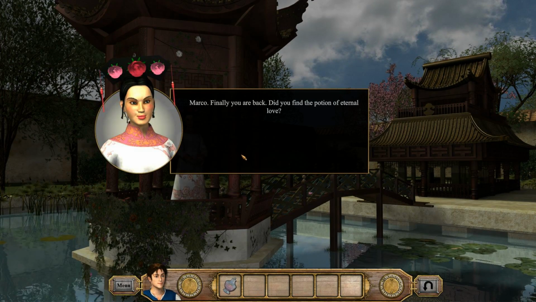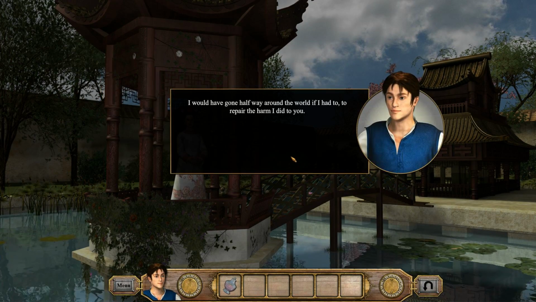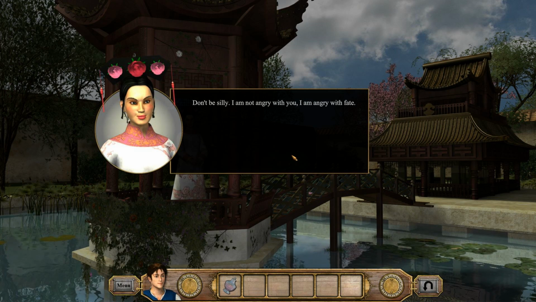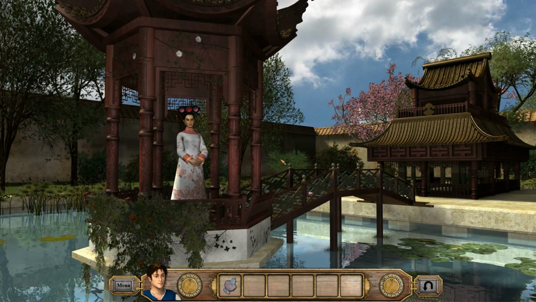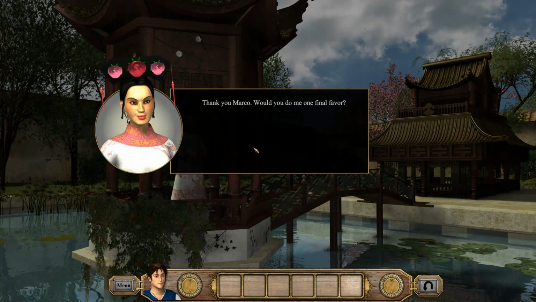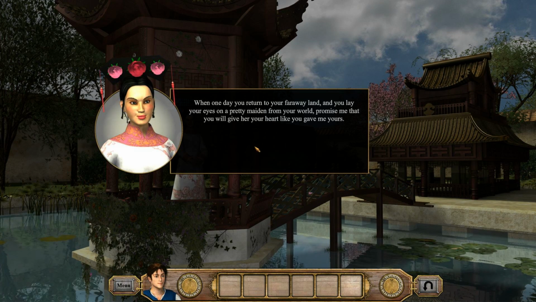My princess, Marco, finally you're back. Did you find the potion of eternal love? I would have gone halfway around the world if I had to repair the harm I did you. Don't be silly. I'm not angry with you. I'm angry with fate. Give me the elixir. Thank you, Marco. Would you do me one final favour? Whatever you wish. When one day you return to your faraway land, and you lay your eyes on a pretty maiden, promise me that you will give her your heart like you gave me yours.